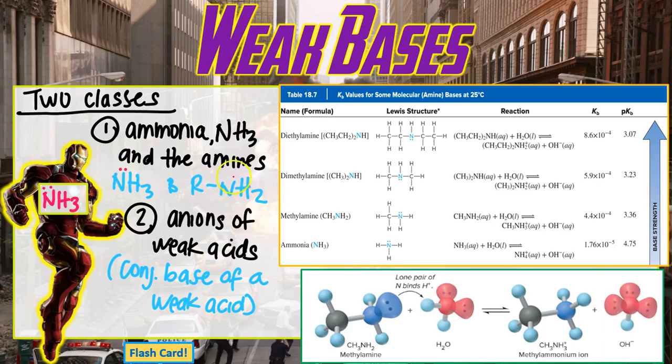Now, one big thing about the ammonia and amine group is that they have that lone pair on the nitrogen, and that's going to be what has the ability to accept the proton. That's why it's so important.